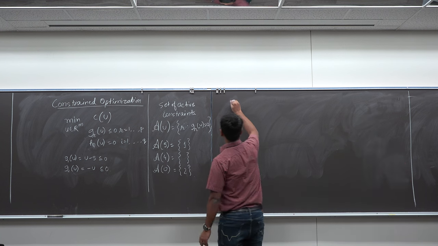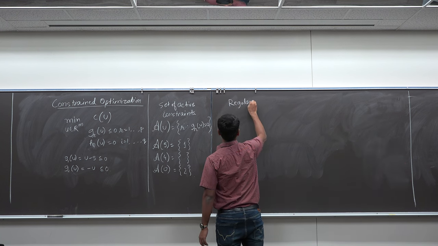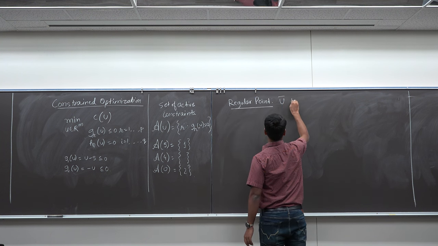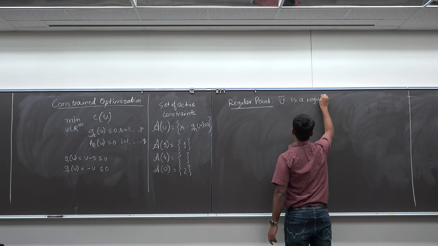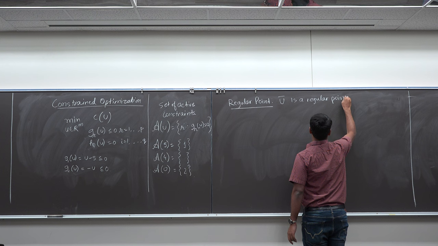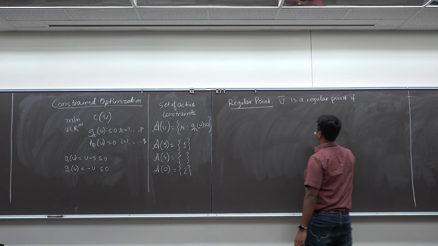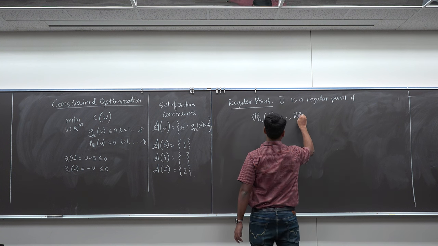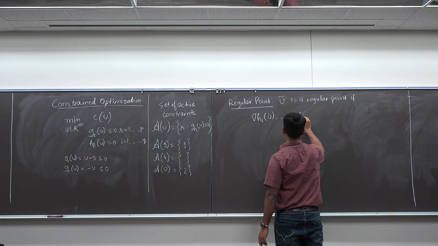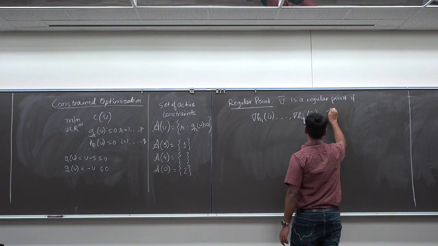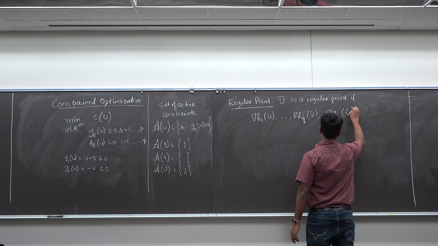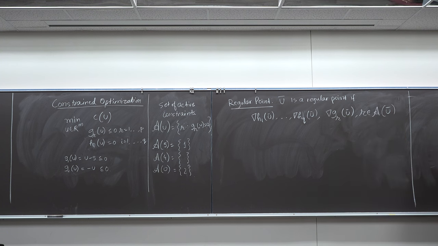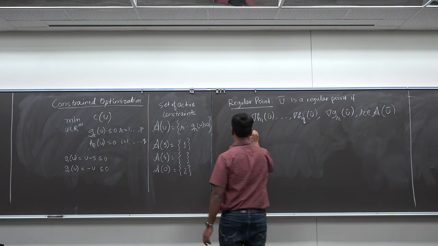Okay, regular point. So this is the definition of a regular point. u bar is a regular point if the gradient of h1 at u bar, gradient of hq at u bar, and the gradient of gr at u bar for r in the set of active constraints of u bar are linearly independent vectors.